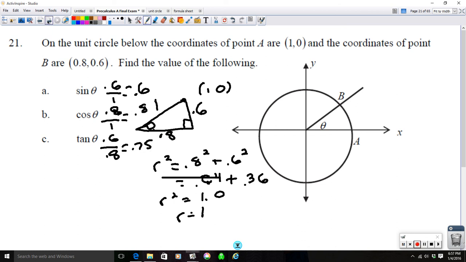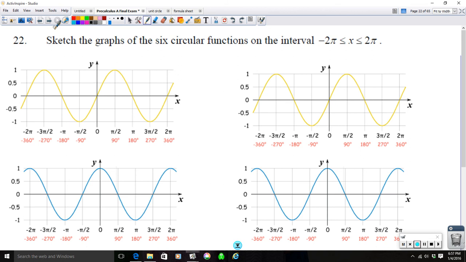For question 22, we are supposed to sketch the graphs of the 6 trig functions between negative 2 pi and positive 2 pi. We know that cosine's ordered pairs are 0, 1; pi over 2, 0; pi, negative 1; 3 pi over 2, 0; and 2 pi, 1. We've learned those earlier this year. So this is what sine looks like between negative 2 pi and 2 pi.